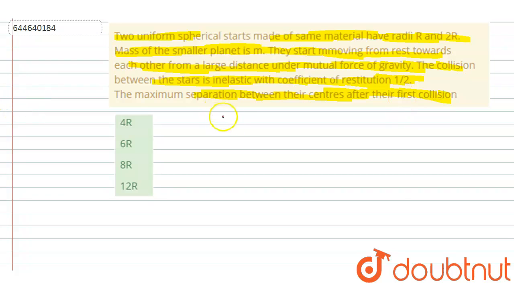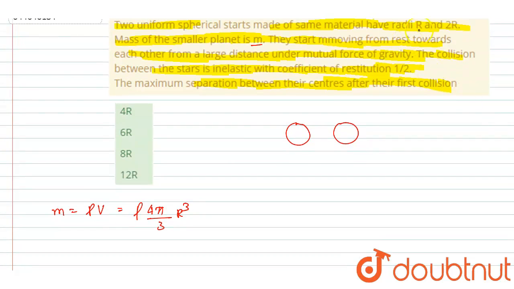So we know that if I talk about the kinetic energy before the collision and the kinetic energy after the collision, let's say they collide with some kinetic energy. They are made up of the same material, with radii r and 2r, right? So if the material is the same, the mass is rho times the volume, and the volume is 4 pi by 3 r cube, so it is proportional to r cube. So if r becomes 2 times, then the mass will become 8 times. So if this is m, this is 8m.